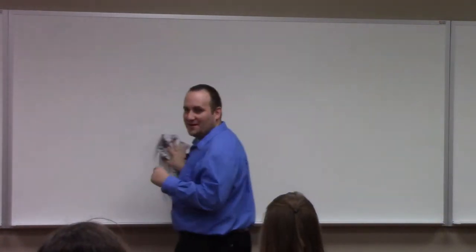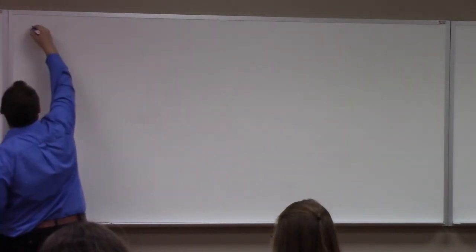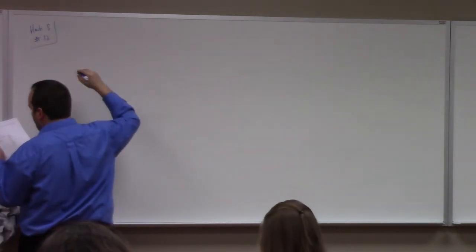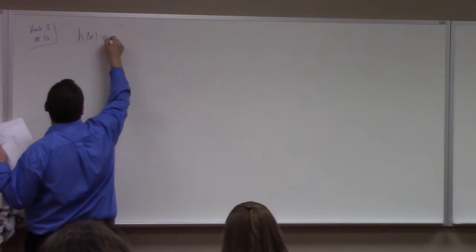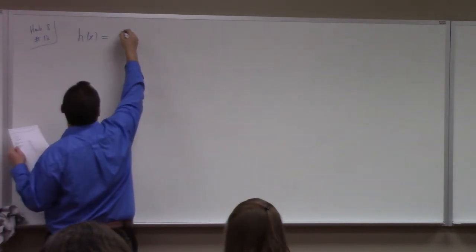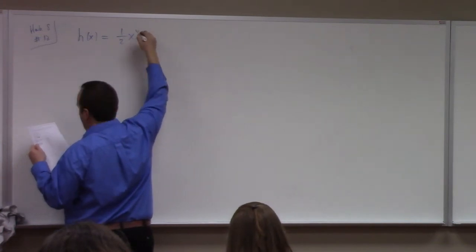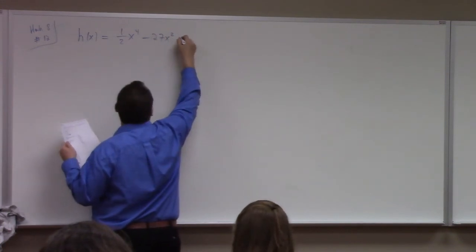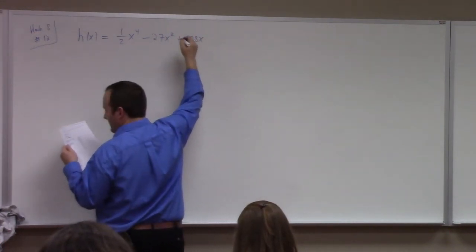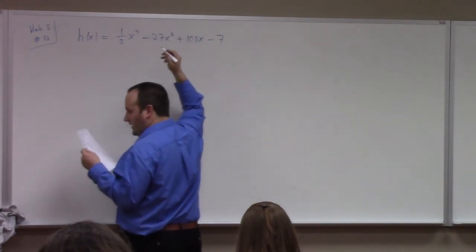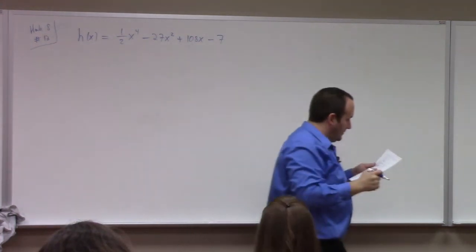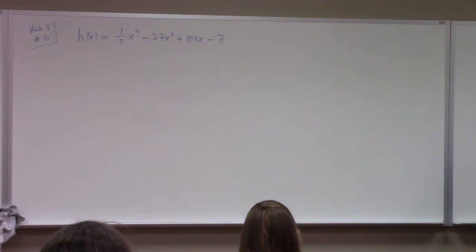Oh, I hope you got all that. Oh, well. So number 12. Here we're given h of x is equal to 1/2 x to the 4th minus 27 x squared plus 108x minus 7. And we're supposed to find the relative max or min, if there is any.